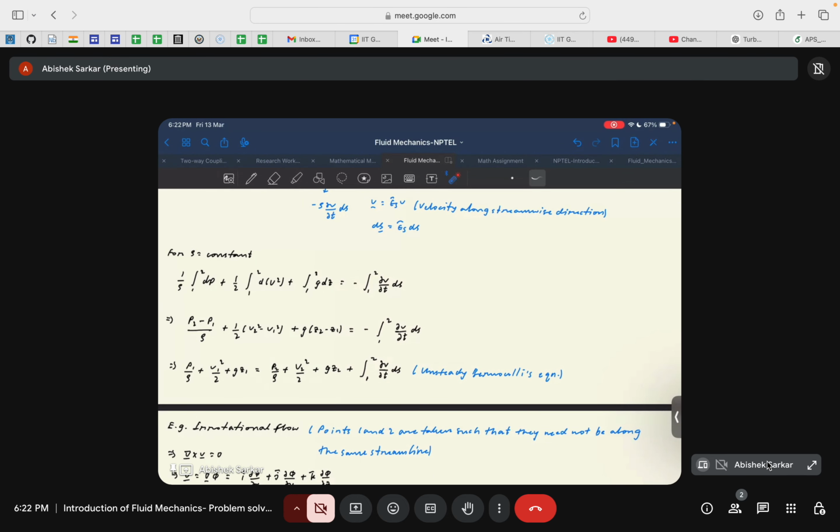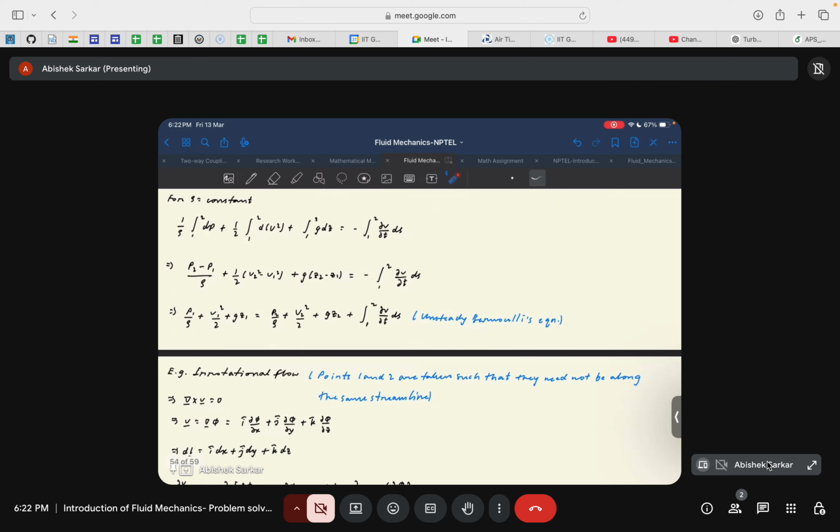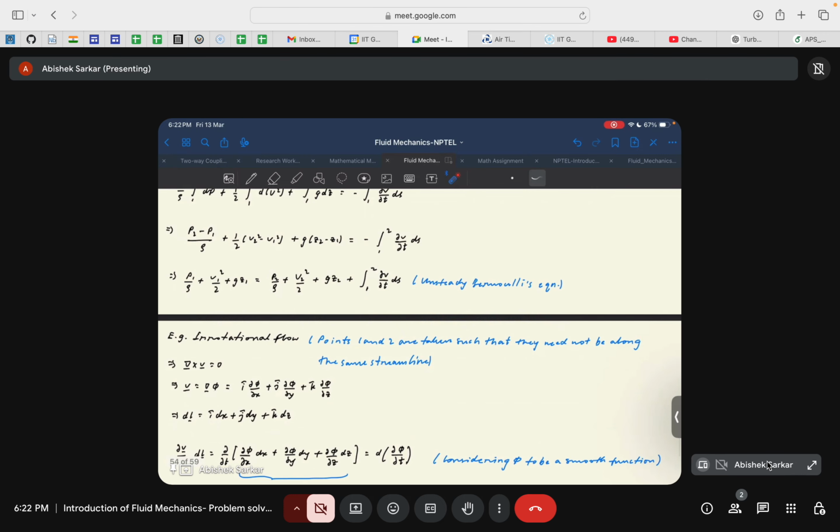Half 1 by rho dp integrated from 1 to 2 plus half of dv square integrated from 1 to 2, and g dz integrated from 1 to 2 is equal to minus of dou v dt ds integrated from 1 to 2. Now if you carry forward the integration, you will end up with the same Bernoulli's equation that we already discussed, but along with an additional unsteady term. If you just, as I mentioned, segregate the terms with the subscript of 1 and 2, the final form of the equation that you have in hand is given by this, which is the unsteady Bernoulli's equation.